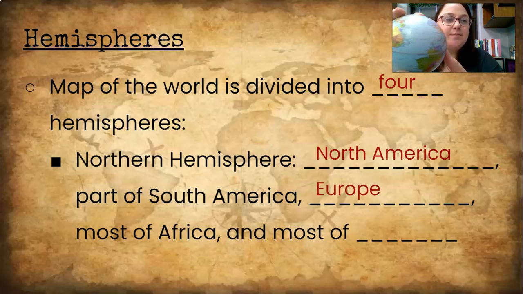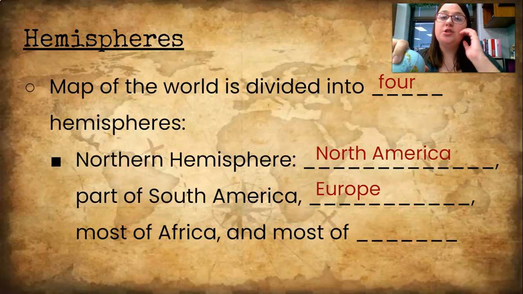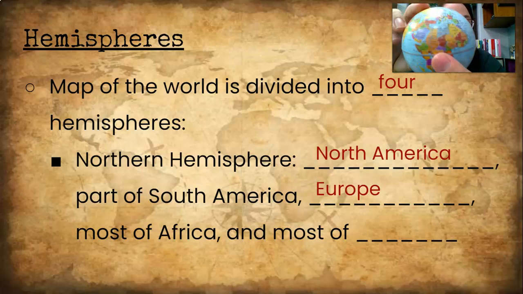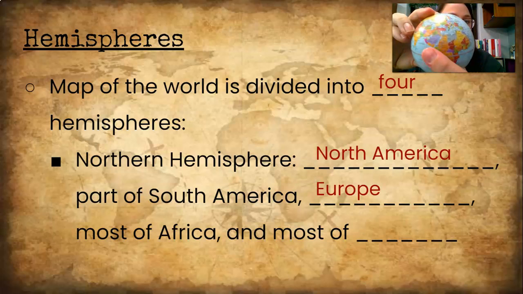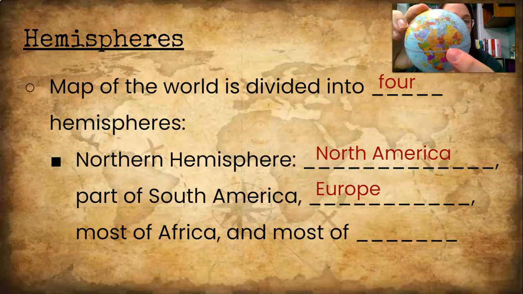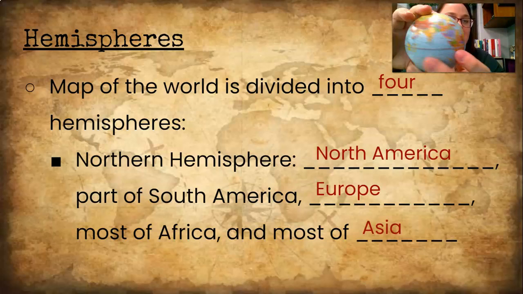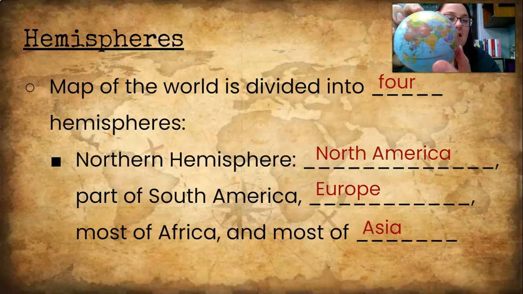Also, Europe, so I'm going to spin my globe here. Spun the wrong direction. Europe, which is right here, that is where England, France, Germany, all those countries are in Europe. Most of Africa, so if we're looking here, this is Africa. This top part here is all in the northern hemisphere. And then also in the northern hemisphere is most of Asia, which is here, which would be like Russia, China, India.